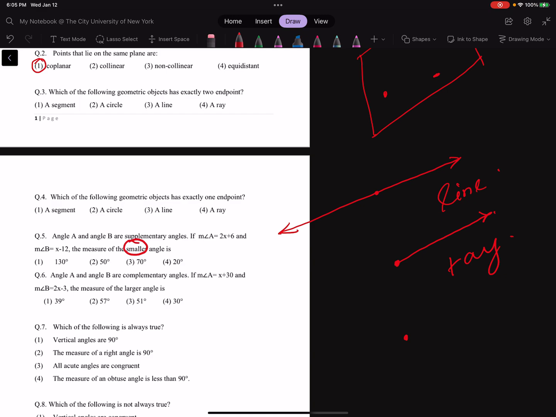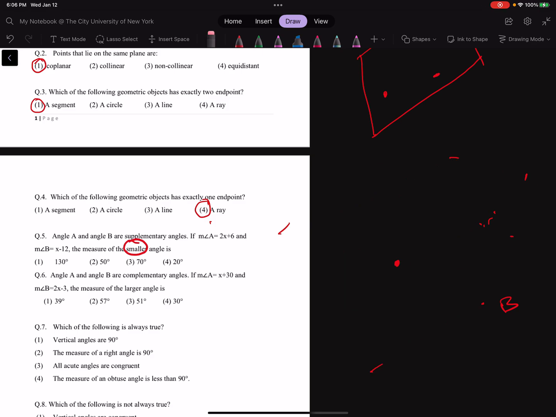And a segment is taken from a line: 2 points, let's say A and B, cut from that, which means this end is not going any farther. So these are the 2 endpoints, A and B. Which one has exactly 1 endpoint? If you have this ray, you're right. That's a ray. If it is 2 points, then you get a line segment. And for 4, which of the following geometric objects has exactly 1 endpoint? That's a ray.